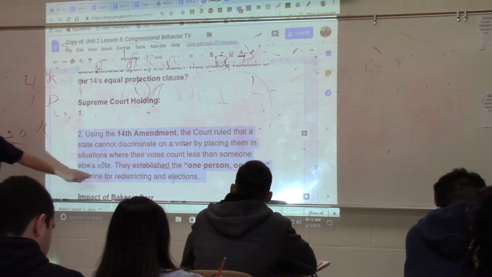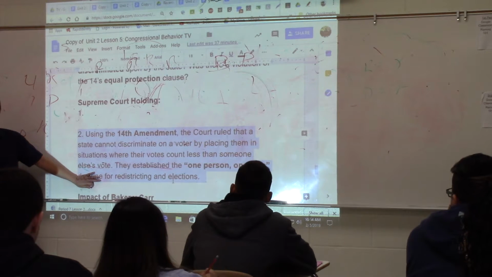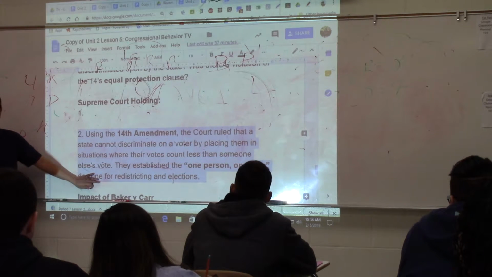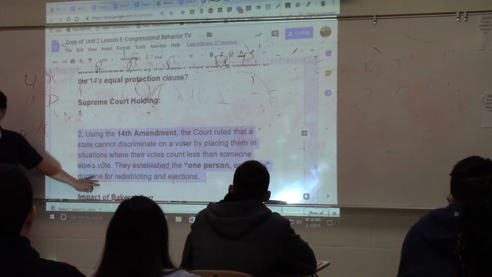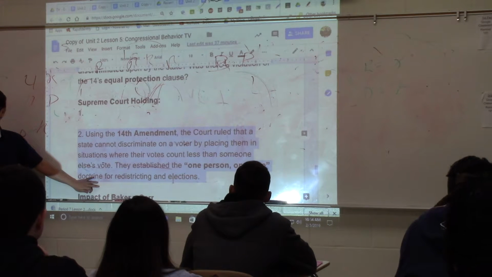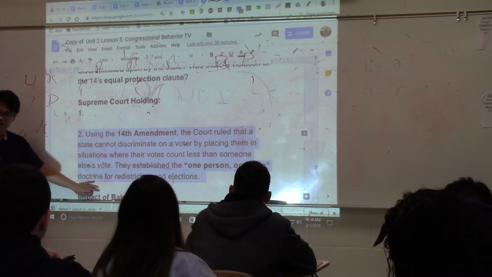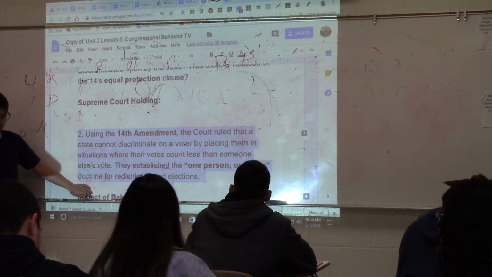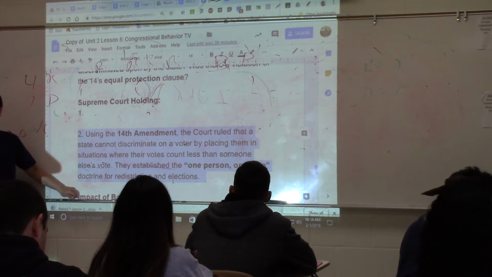All right, one thing you need to remember here, they established the doctrine of one person, one vote. That's why today, all districts must have approximately equal what? Equal population. Because if not, that could be constituted as what? That could be constituted as discrimination. And if it's discrimination, a state doing discrimination, it's against what clause? The 14th. The 14th what? EPC, Equal Protection Clause. Any questions about that?